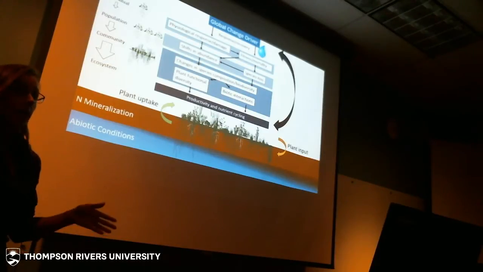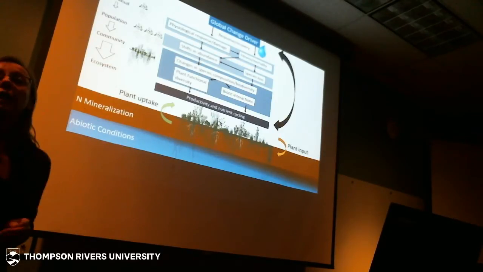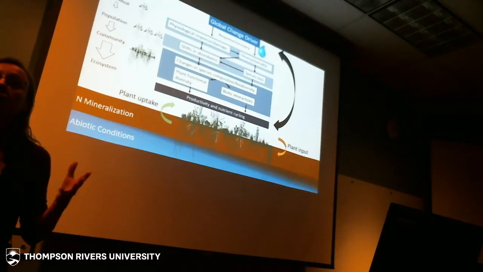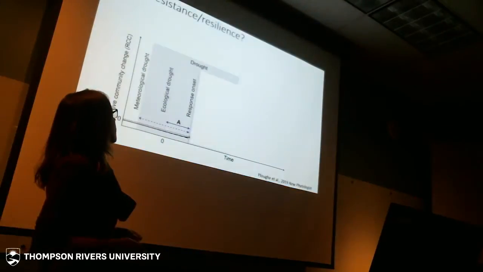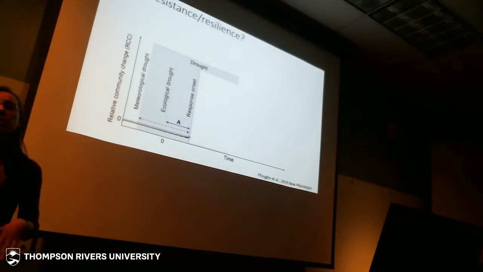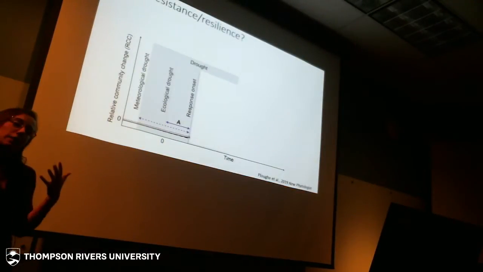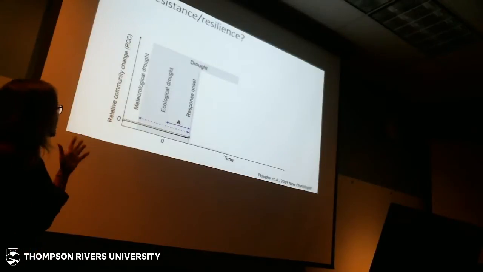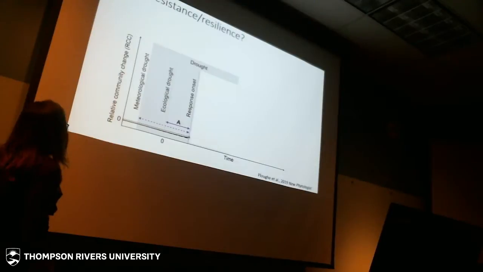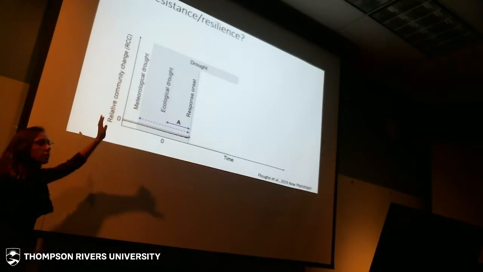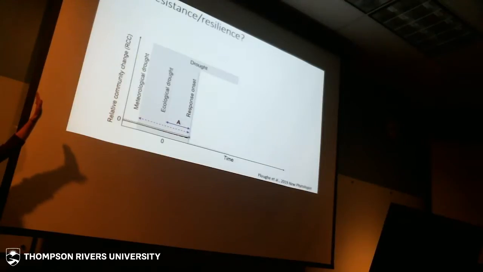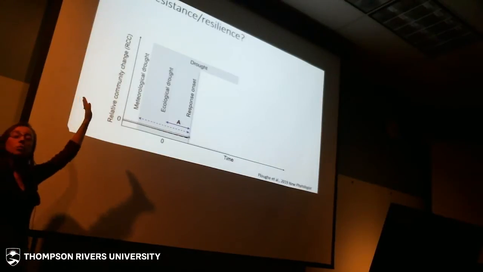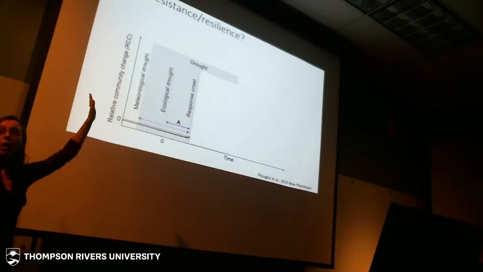And all of these things are intertwined and related and can affect what we see after we experience an extreme precipitation event. So earlier I mentioned resistance and resilience. I want to use this figure to explain that. This came from a paper where we did a theoretical concept of what might be happening in terms of community responses to drought in particular.